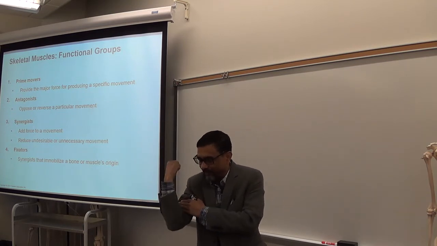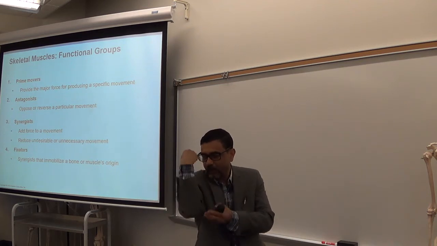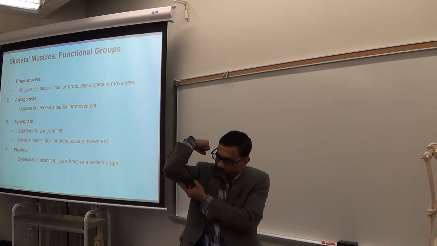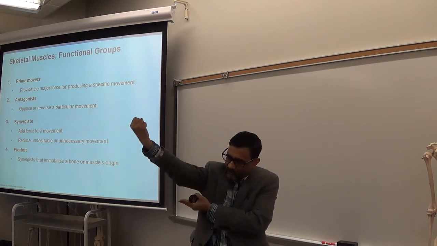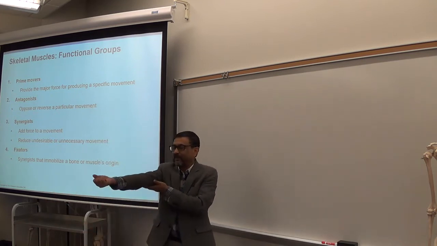This is the flexion, right? So who is helping? These muscles. Who is moving in the opposite direction? This muscle, the triceps. Make sense? So this is the antagonist. Now you tell me, it is a little bit tricky.